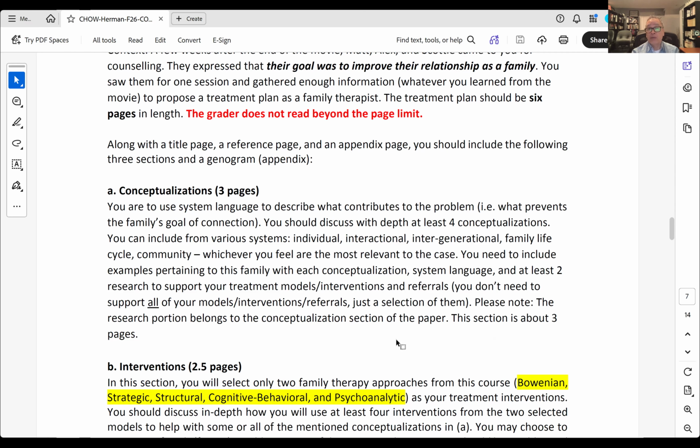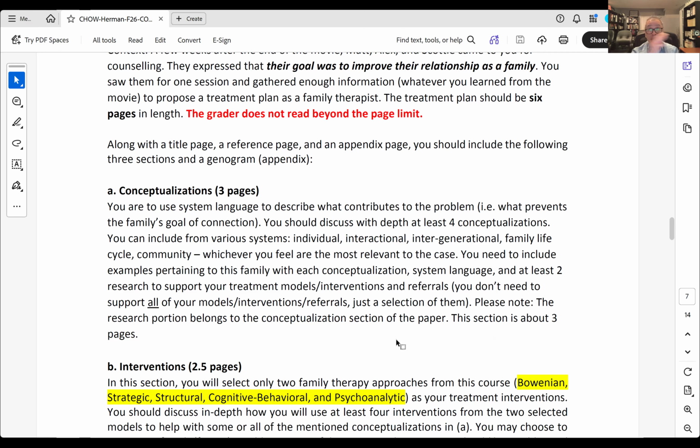The next one is interactional. How are the boundaries between the family members? Have they caught themselves in a negative cycle? Those are examples. Intergenerational: between different generations, do we see any problems with family rules or the family roles that they play? Is that contributing to any of the problem?